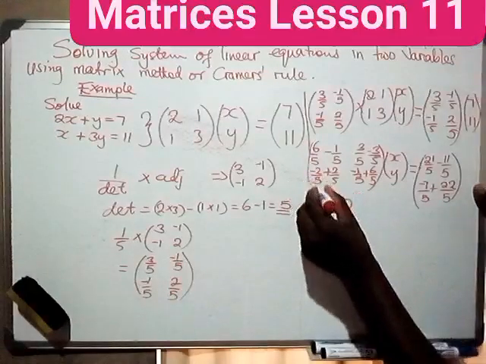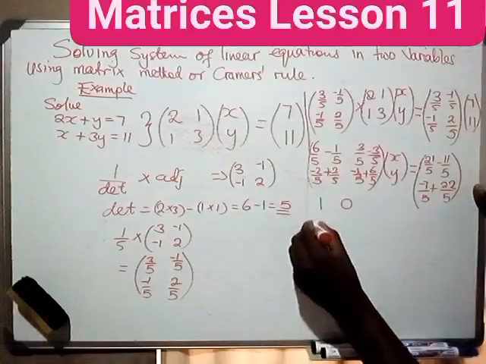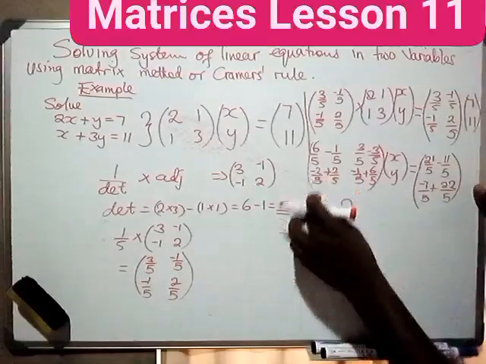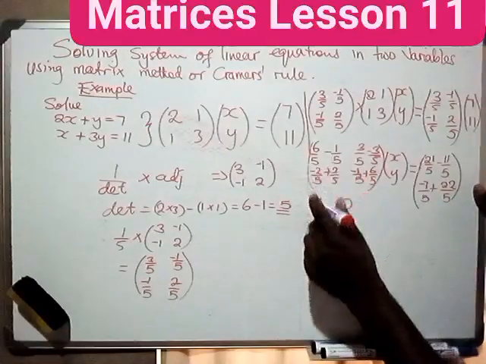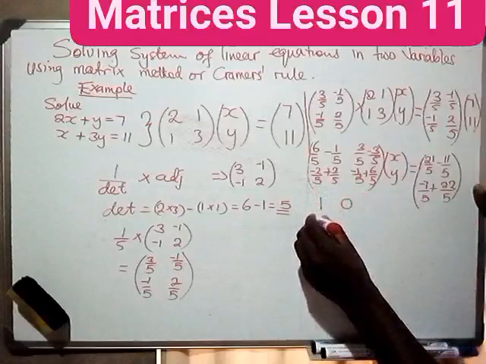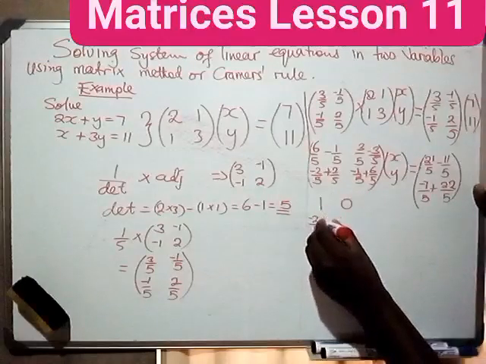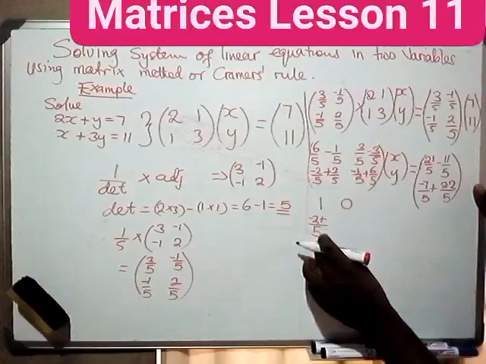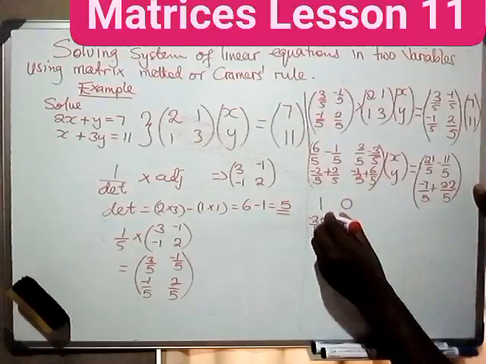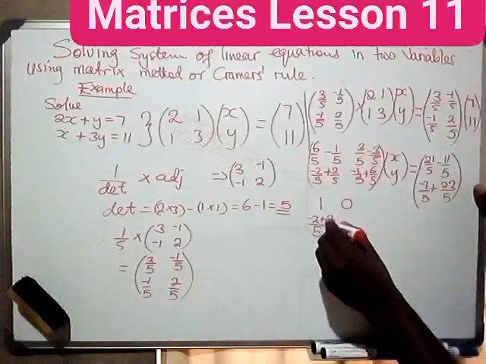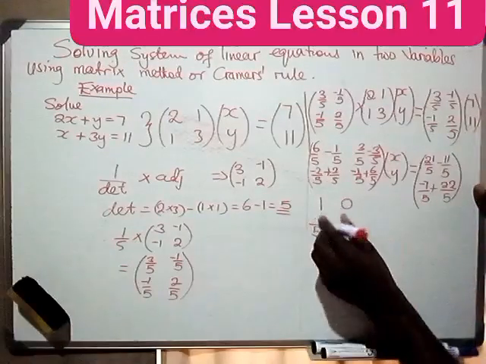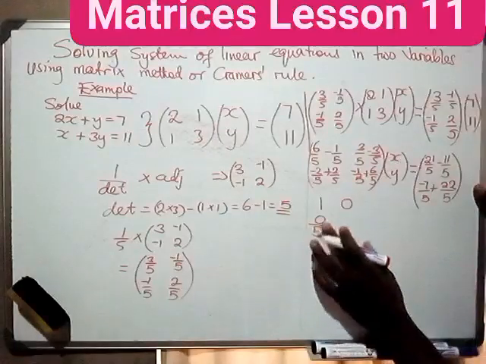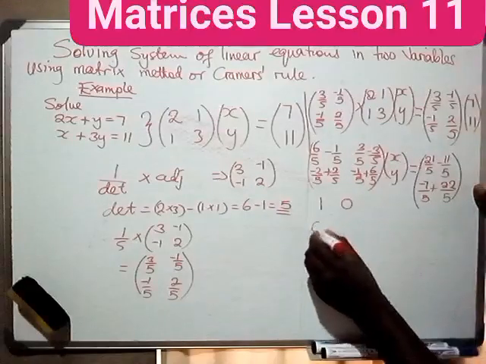Then we come here. This one, the common is 5. So 5 into 5, 1. 1 multiplied by negative 2, it will be negative 2. Then we have plus 5 into 5, 1, 1 multiplied by 2, it will be 2. Negative 2 plus 2, the answer is 0. So 0 divided by 5, the answer is 0.